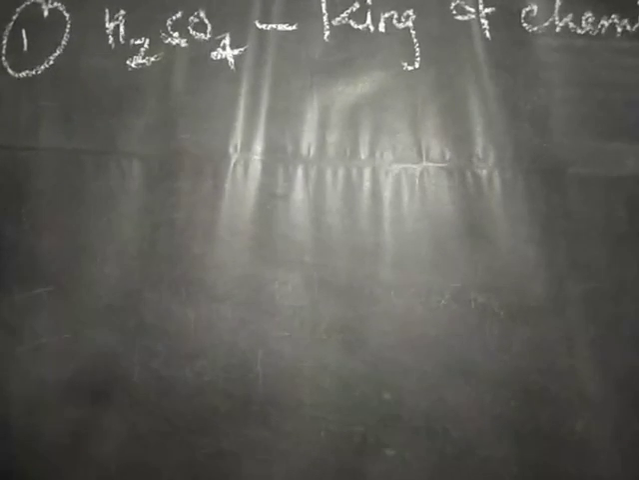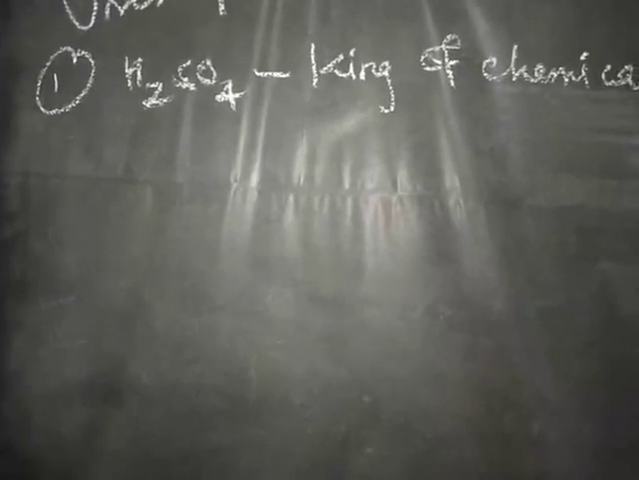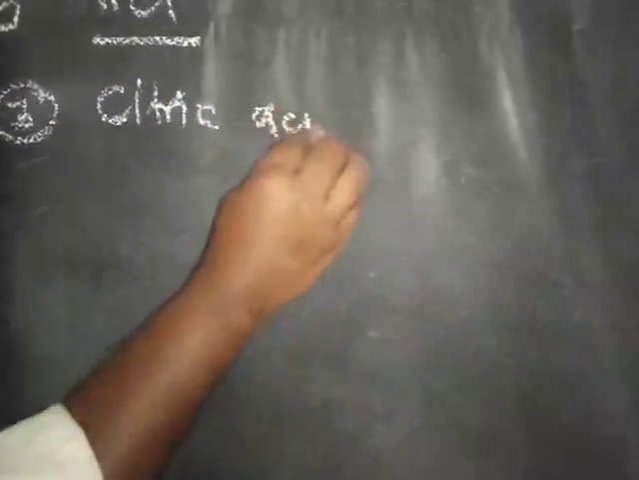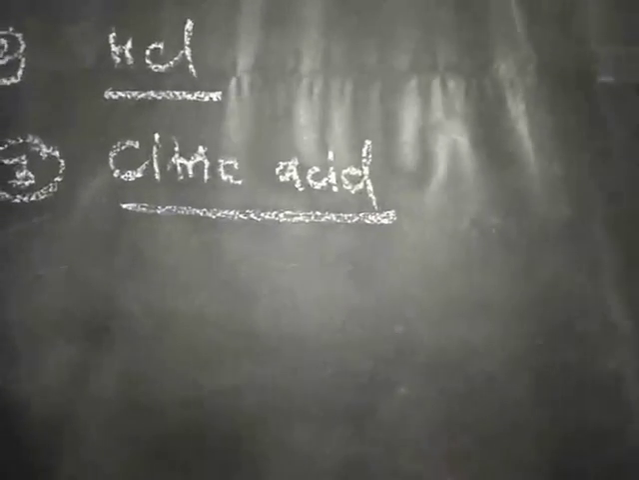Next point, sulfuric acid is used in car batteries also. Second one, hydrochloric acid. What are the uses of hydrochloric acid? It is used as a cleansing agent in toilets. Third one, citric acid. Citric acid is used in the preparation of some salts and as a food preservative.